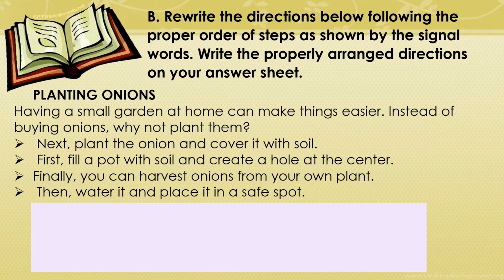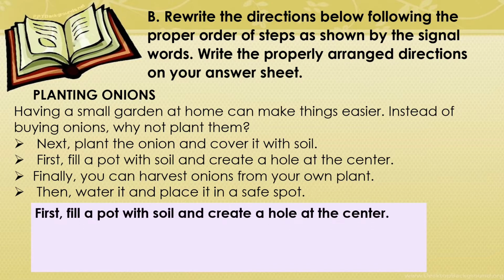Okay, it's planting onions. Having a small garden at home can make things easier. Instead of buying onions, why not plant them? So we're going to arrange this. Next, plant the onion and cover it with soil. First, fill a pot with soil and create a hole at the center. Finally, you can harvest onions from your own plant. Then, water it and place it in a safe spot. What do you think is the first?